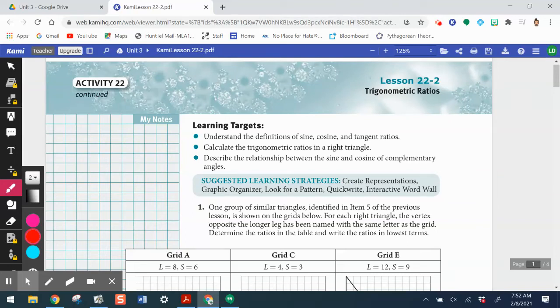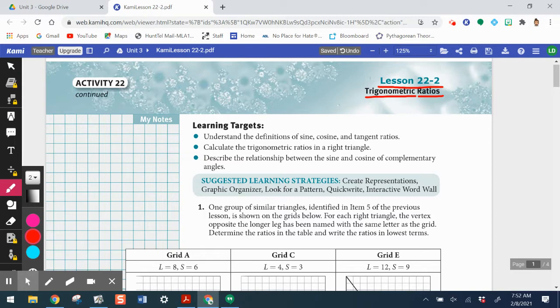Well, hello and welcome to lesson 22-2. We are about to embark on the trigonometric ratios. The trigonometric ratios, by far one of the most important maths we'll see in geometry, known as the trigonometric ratios.